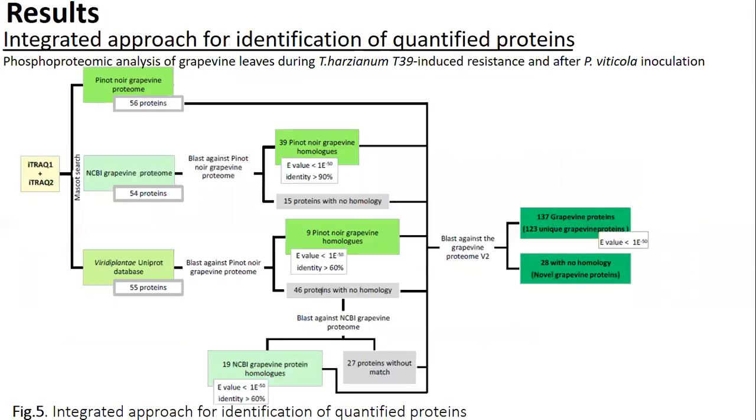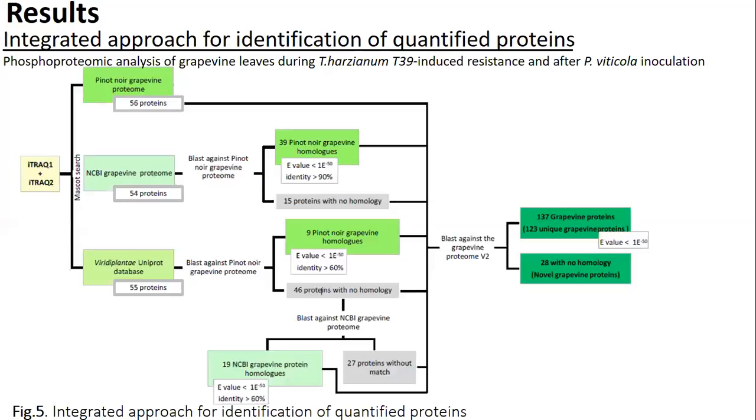The integrated approach of Mascot search against 3 different databases was developed to improve protein identification and annotation, and it allowed the identification of 109 grapevine phosphopeptides in iTRAQ-1 and 56 grapevine phosphopeptides in iTRAQ-2 experiment. 56 phosphopeptides were assigned to grapevine protein sequence by searching against the Pinot Noir grapevine proteome. 54 phosphopeptides were assigned to protein sequence of the NCBI grapevine proteome. 55 phosphopeptides were assigned to protein sequence of the Viridiplantae UniProt database.